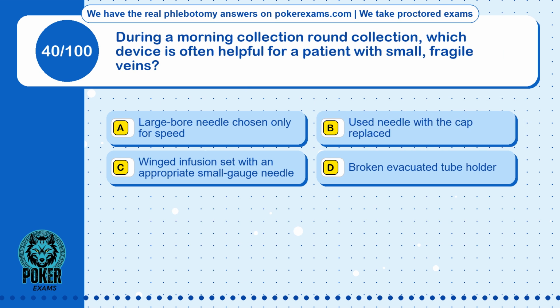Question 40. During a morning collection round, which device is often helpful for a patient with small, fragile veins? Option A. Large bore needle chosen only for speed. Option B. Used needle with the cap replaced. Option C. Winged infusion set with an appropriate small gauge needle. Option D. Broken evacuated tube holder.